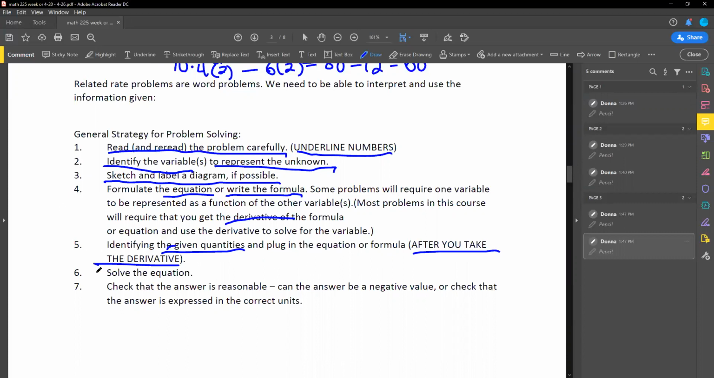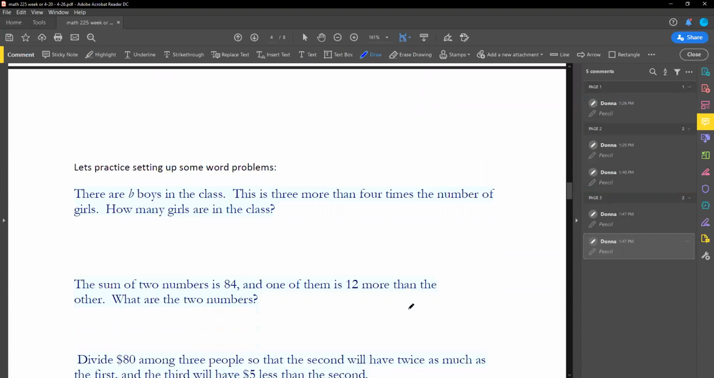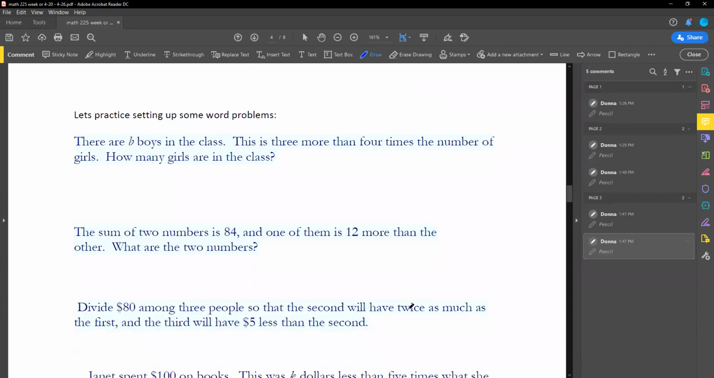Solve the equation and check that the answer is reasonable. This is an important hint for you guys, because if I put $100 in the bank at 5% interest, and in 5 years I pull my money out and I've got $1 million, there's something wrong. So make sure that your answers actually make sense. Make sure you have units as well. Okay. So we're just going to practice before I jump into related rates. We're going to talk about how to set up and read a word problem.